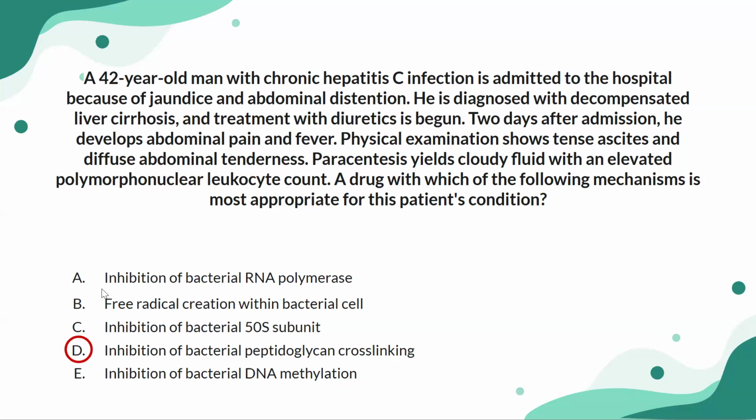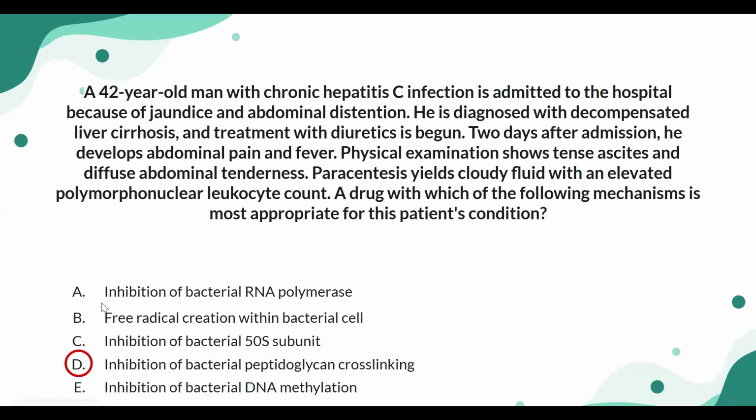Okay. We'll go over the other options one by one. So the first, inhibition of bacterial RNA polymerase, that is rifampin, right? Rifampin is more used for mycobacterium. It's used more so for tuberculosis. We're not thinking about it for this patient for spontaneous bacterial peritonitis, right?